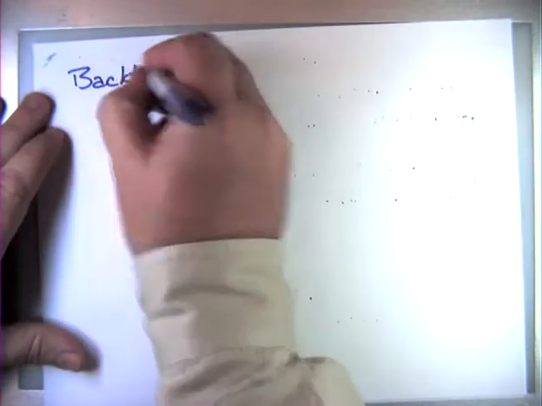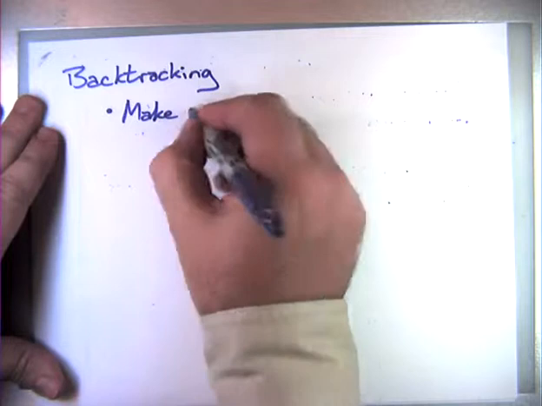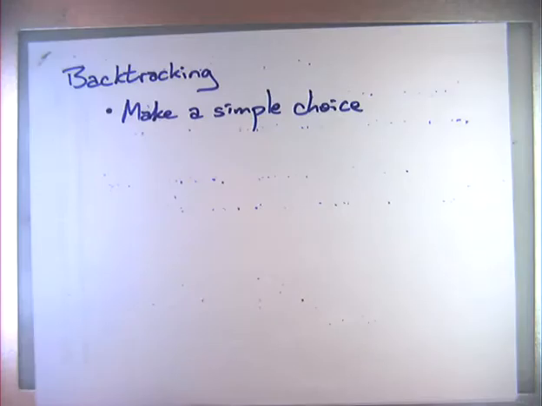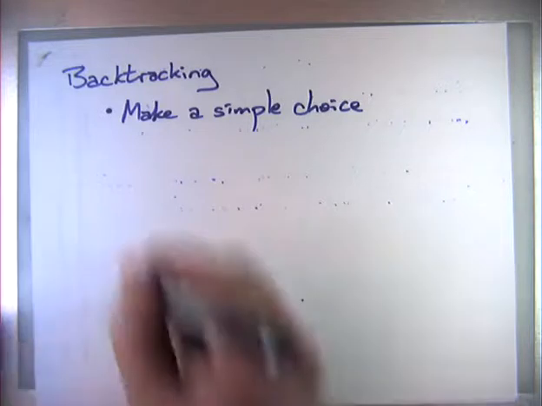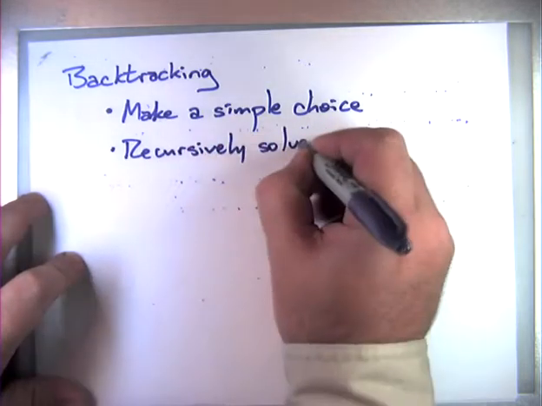Okay. So for the last several lectures, we've been talking about backtracking algorithms and dynamic programming algorithms. And the basic idea behind a backtracking algorithm is that you need to make some sort of relatively simple choice that reduces the original problem you're asked to solve to a smaller instance of the same problem, and then recursively solve everything else.